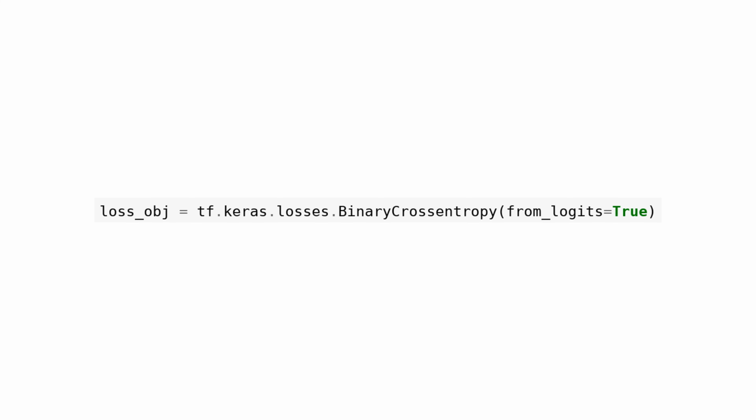We define a loss object using TensorFlow's built-in binary cross-entropy loss function. By setting the parameter from_logits equals true, we specify that the predictions coming from the model are raw logits, meaning they are not passed through a sigmoid activation function. This configuration allows the loss function to internally apply the sigmoid, which improves numerical stability and ensures accurate computation of the loss during training. This loss object will be used later to evaluate how well the discriminator or generator models are performing by comparing their predicted outputs with the true labels.